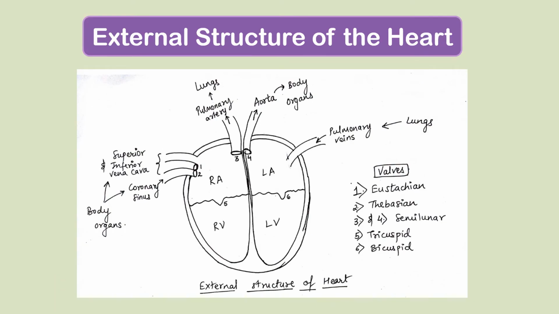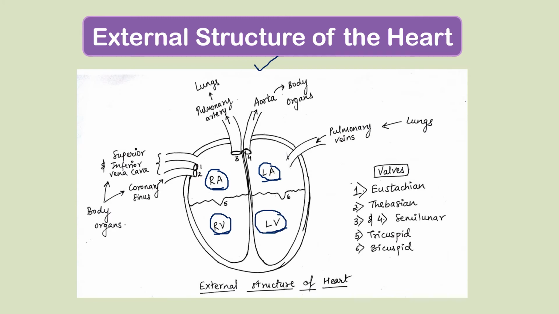Let us now understand the external structure of the heart. So this is a human heart drawn here. We know that the human heart has four chambers. The upper chambers are called auricles and the lower chambers are called ventricles. This one over here is the right auricle and here is the left auricle. Then this one is the right ventricle and this is the left ventricle.